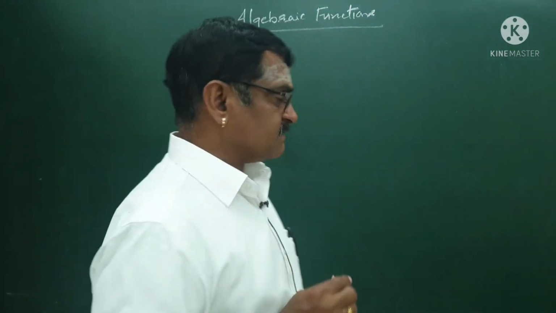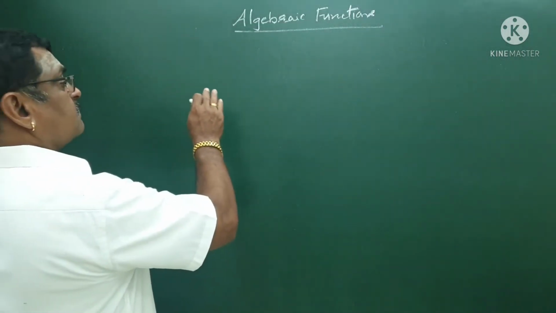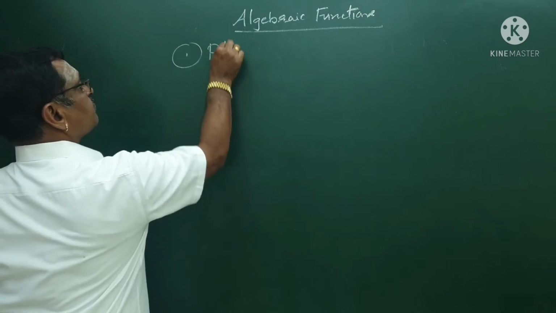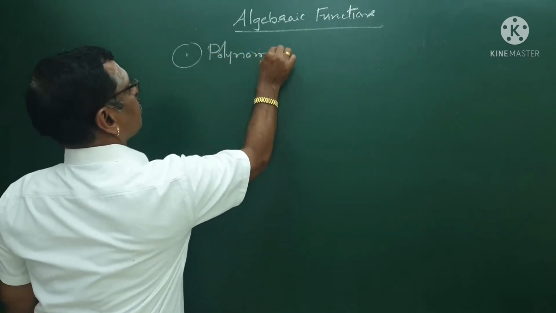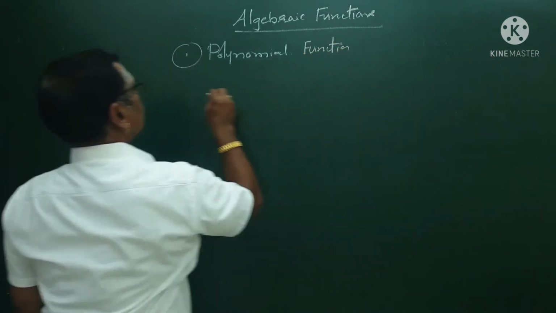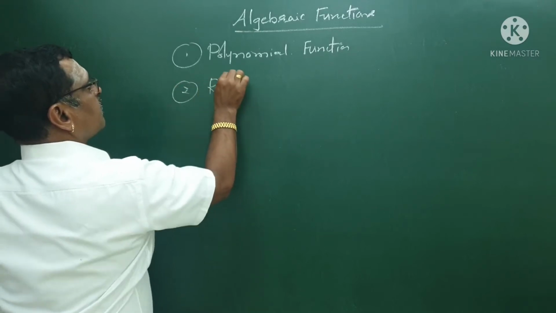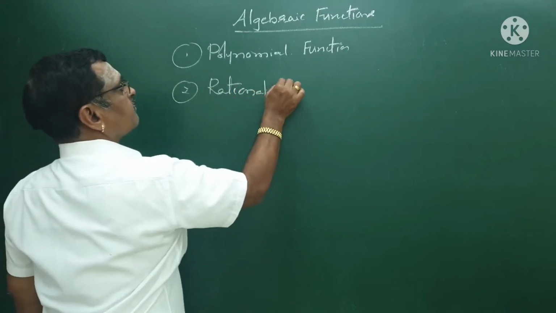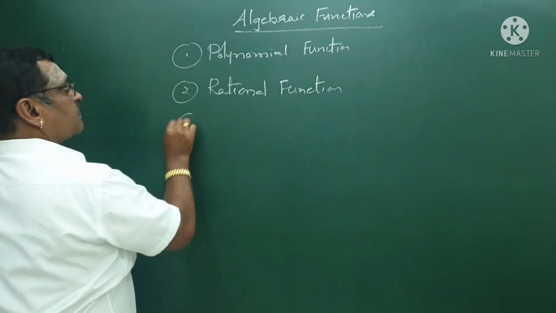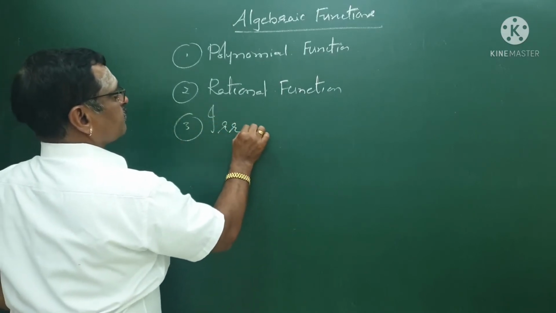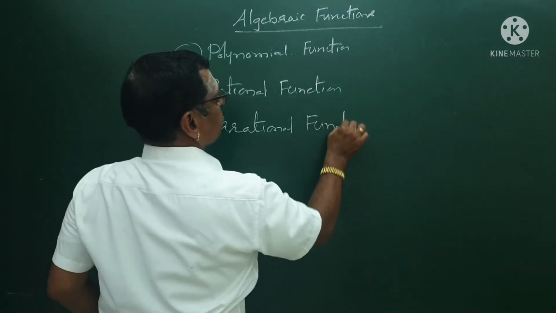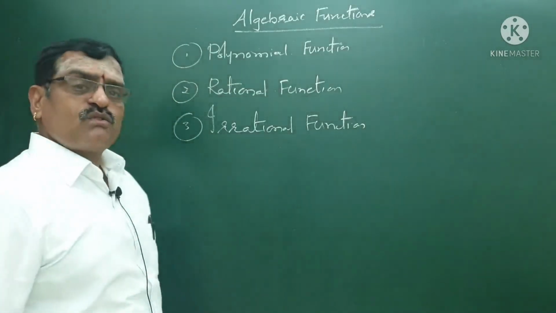Now these algebraic functions are classified into number 1, polynomial function. Number 2, rational function. Number 3, irrational function. Let me discuss one by one.